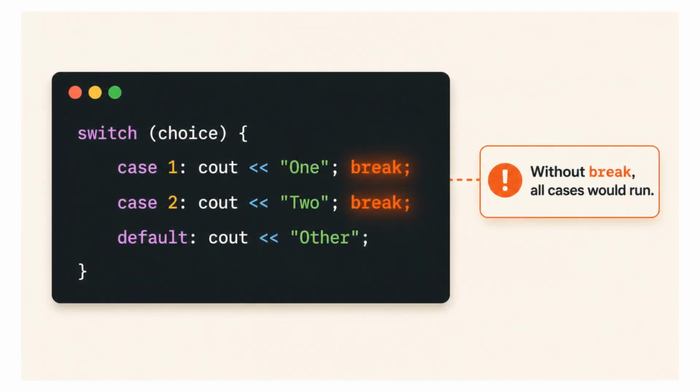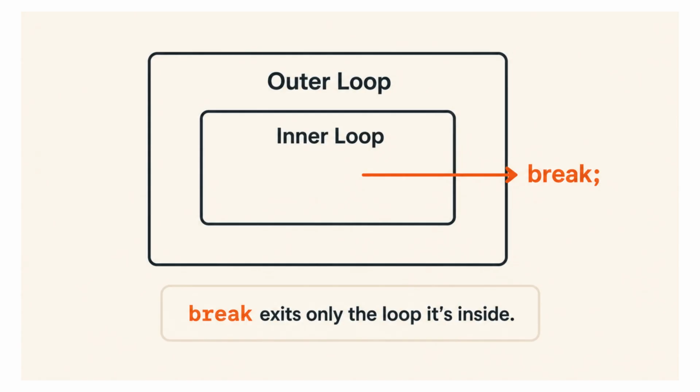Now, break isn't just for loops, it's also super important inside switch statements. Take a look at this example. We have a switch checking the value of choice. If choice is 1, it prints 1, and then break. If choice is 2, it prints 2, and then break. Now here's the interesting part. If you forget to write break, your program will keep running the next cases too, even when the match is already found. So break here acts like a clean exit, telling the program, we got our answer, no need to check the rest.